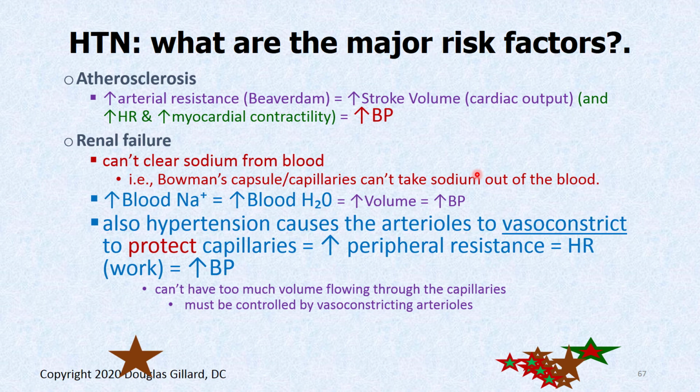That would cause hypovolemia. But in other types of renal failure, you just can't even get sodium out through Bowman's capsule. So if you can't clear sodium from the blood, water's not going to follow it, so you're going to have too much blood volume and hypertension. So that's a mechanism there. It depends what type of renal failure we're talking about.